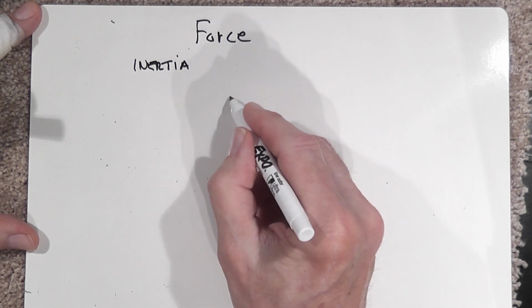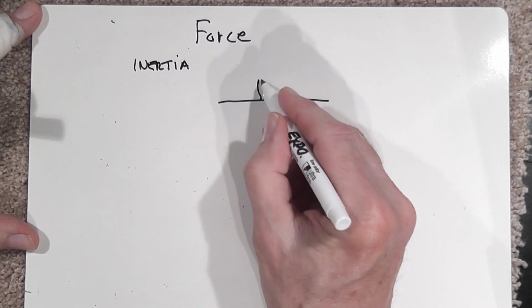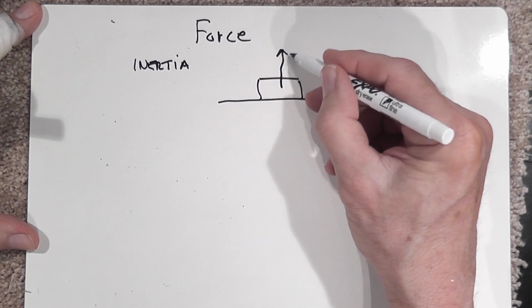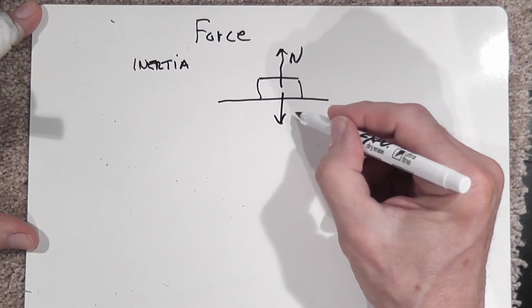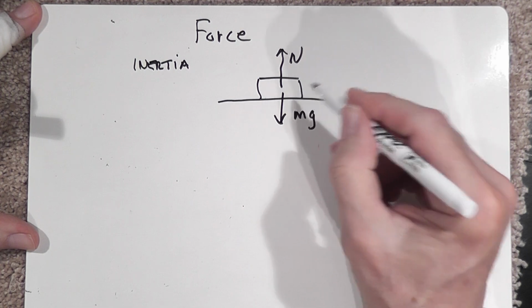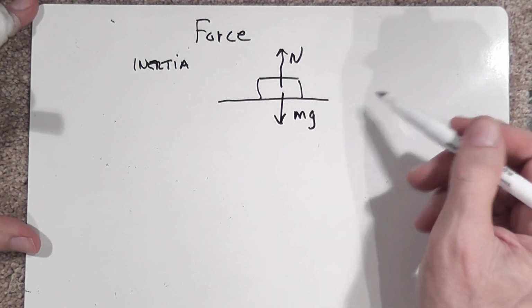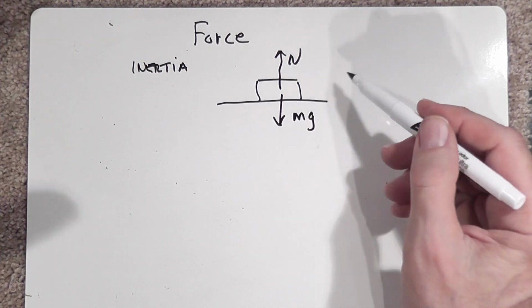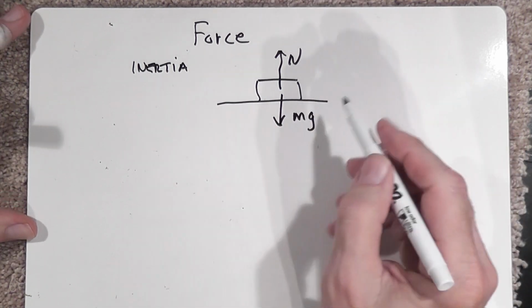So if you have a mass that's resting, a brick or something, it's going to have a normal force and it's going to have the weight. This brick right here has no net external force, so it's just at rest. This is applicable to Newton's first law.